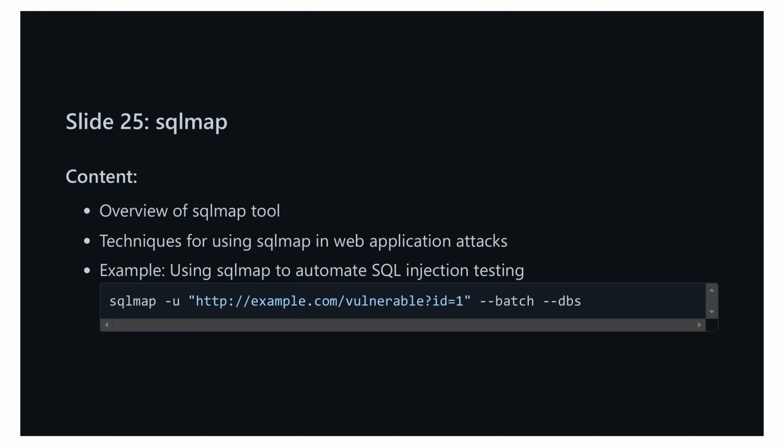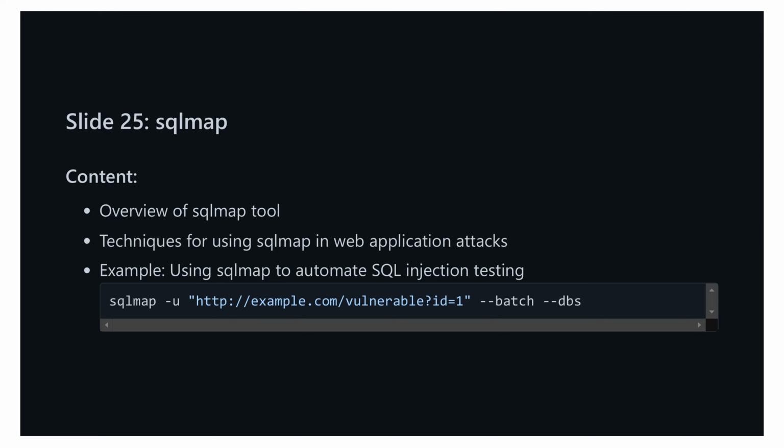On this slide, we will delve into the utility of SQLmap as an essential tool for automated SQL injection testing. Firstly, we'll provide an overview of SQLmap, which is an open-source penetration testing tool that automates the process of detecting and exploiting SQL injection flaws. By using SQLmap, testers can perform a wide range of SQL injection tests on web applications to identify vulnerabilities. Next, we'll explore specific techniques for using SQLmap in web application attacks. SQLmap supports a variety of options and switches that can tailor its behavior, enabling it to perform both basic and highly advanced SQL injection attacks.